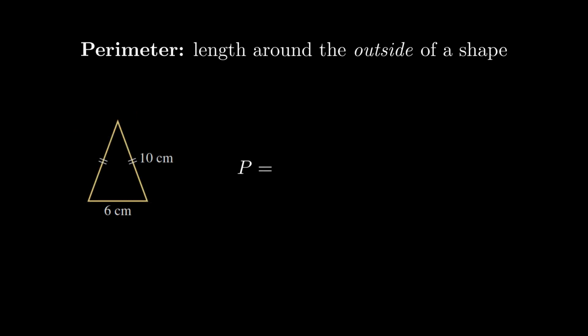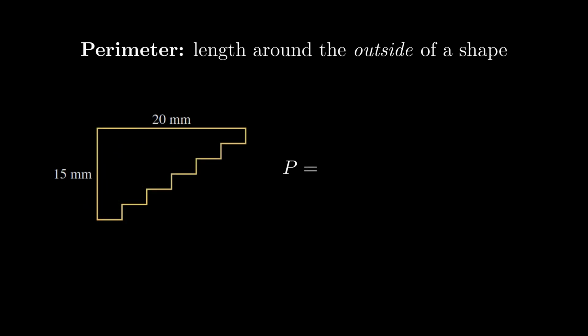This might be even easier. We start with a 10. Remember, these two markings mean that they are the same length, which means that one's also 10. So you've got to add another one. And then you add the 6 on the bottom. And we get 26 centimeters.